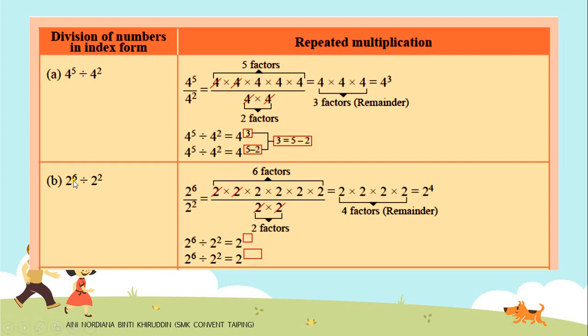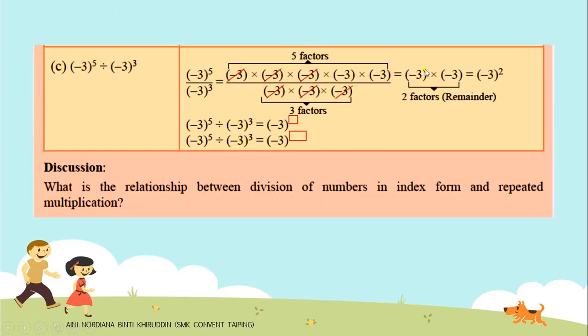So for this, 2 to the power of 6 divided by 2 to the power of 5. Do the same thing, cancel out the same amount or same value, and then the remaining is 2 to the power of 4. So 4 here is actually 6 minus 2. So see, do the same thing, cancel out, and the remaining is square. So square here is actually 5 minus 3.